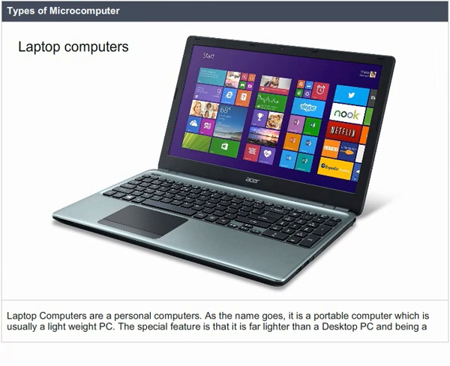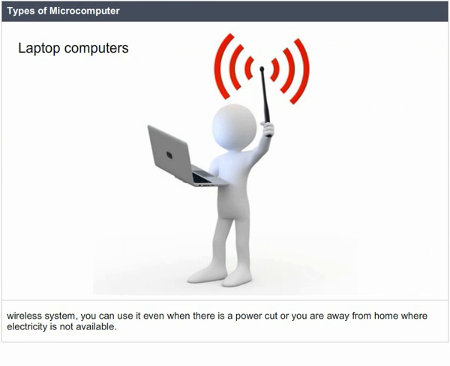Laptop computers. Laptop computers are personal computers. As the name goes, it is a portable computer which is usually a lightweight PC. The special feature is that it is far lighter than a desktop PC. And being a wireless system, you can use it even when there is a power cut or you're away from home where electricity is not available.